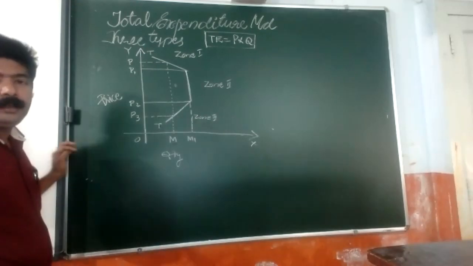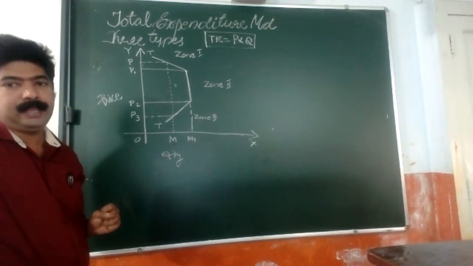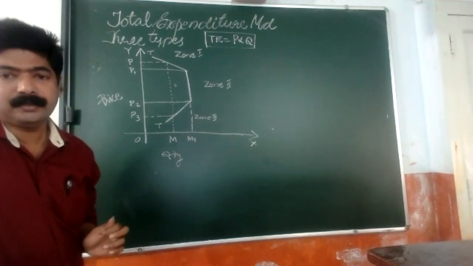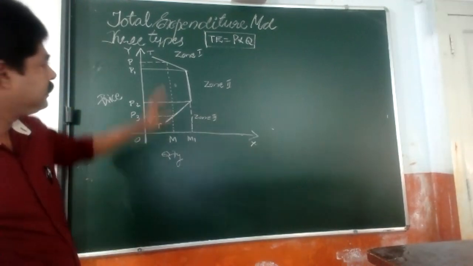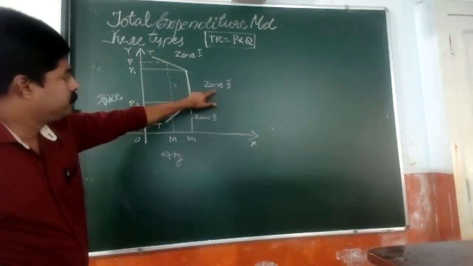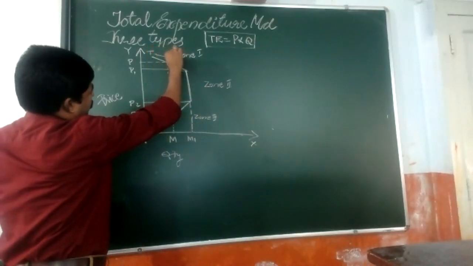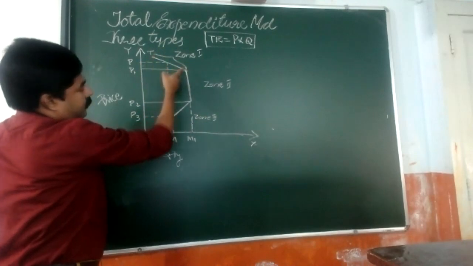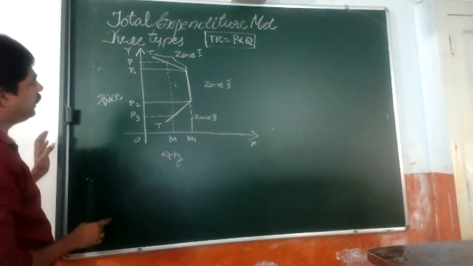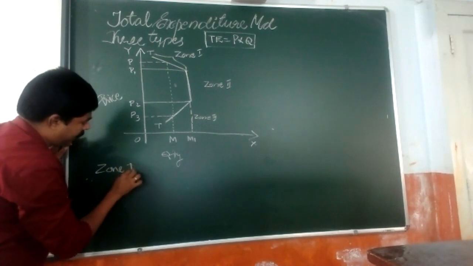Now see that under the total expenditure method we have three elasticities. The first one is elastic demand. In this diagram we divide three zones: zone 1, zone 2, zone 3. Zone 1 starts from here up to here. This is zone 1. What about the behavior of zone 1? What is the price in zone 1?